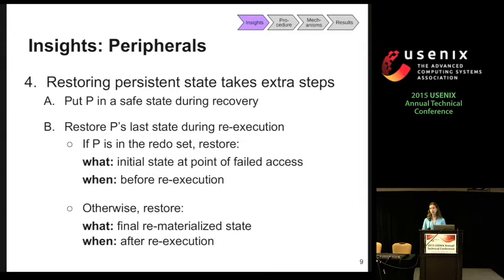Then, when we actually come to do re-execution, we need to make sure that its state is restored appropriately. And so if it's in the set of peripherals to redo, we want to restore for it the state that it held at the point of the failed access, because that way everything will be as it was during the original execution when we do the re-execution. But if it's in the set of peripherals to rematerialize, we want to instead leave it in its safe state for the duration of redo mode. And that way, at the end of redo mode, we can simply restore for it the final value that was rematerialized for it during re-execution, and it will be in the correct state going forward.